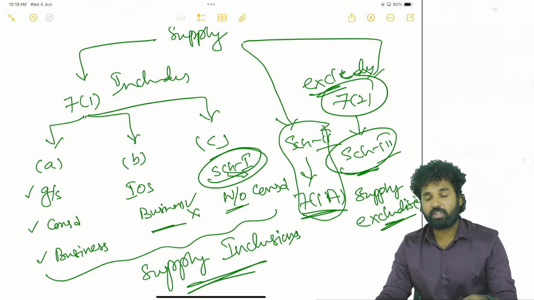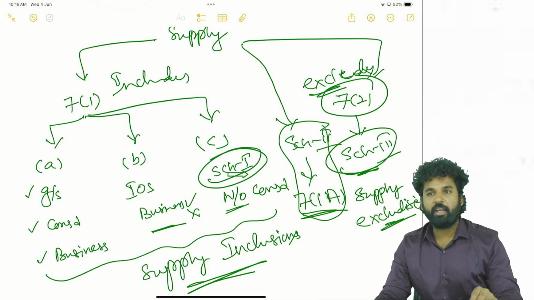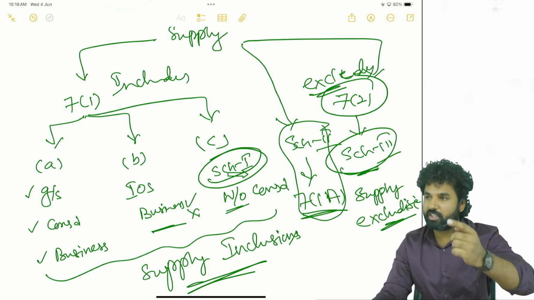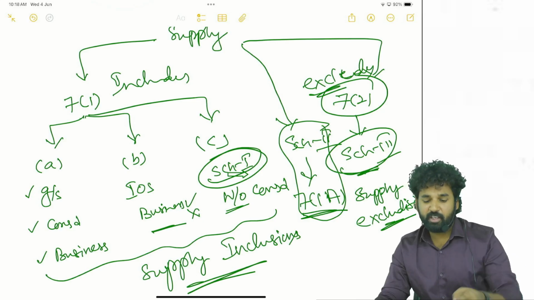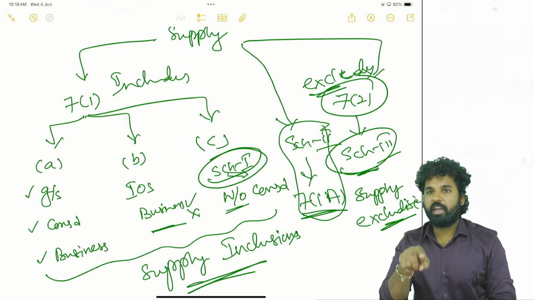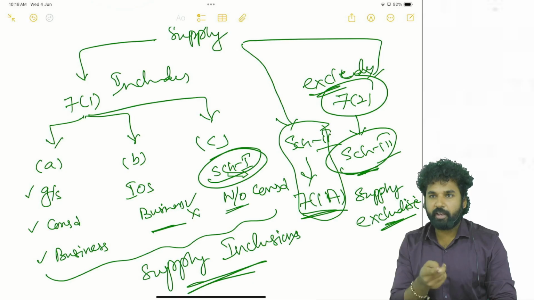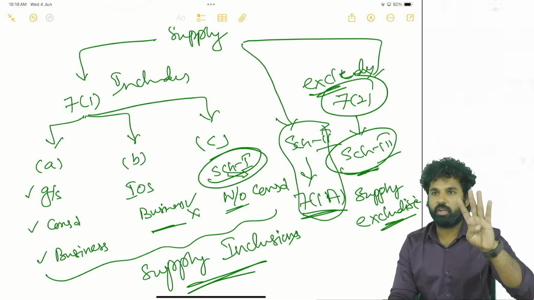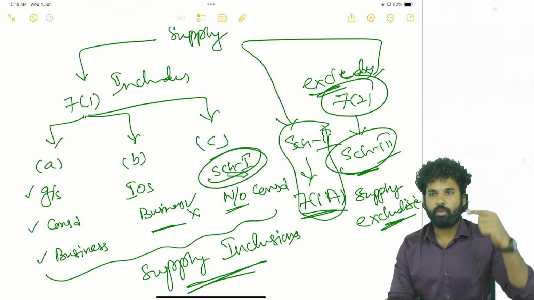In 7 subsection 1, we have 4 different clauses. Clause A, clause AA, which we will discuss later, clause B, clause C. 4 clauses are there. In that, the first clause, 7.1a, clause A.